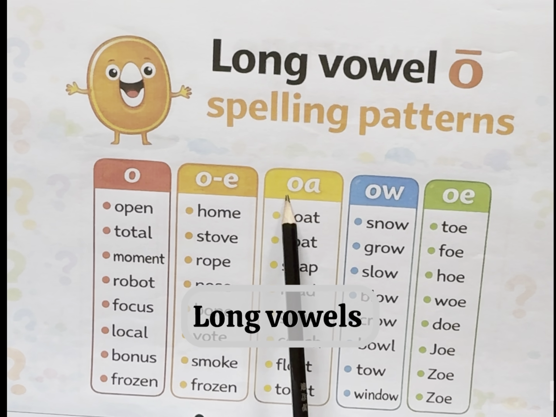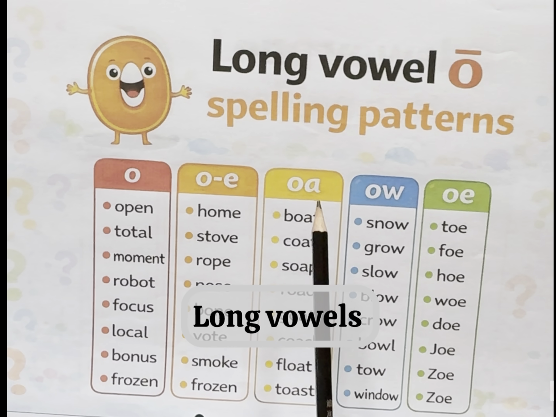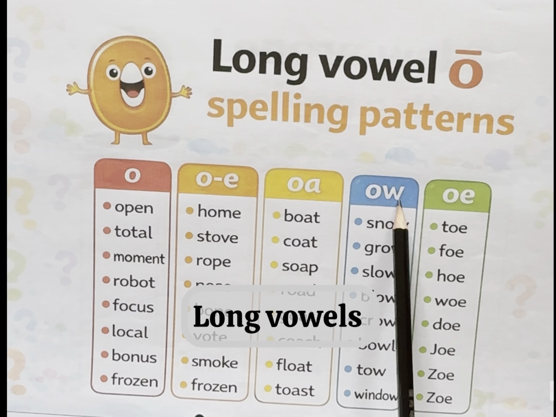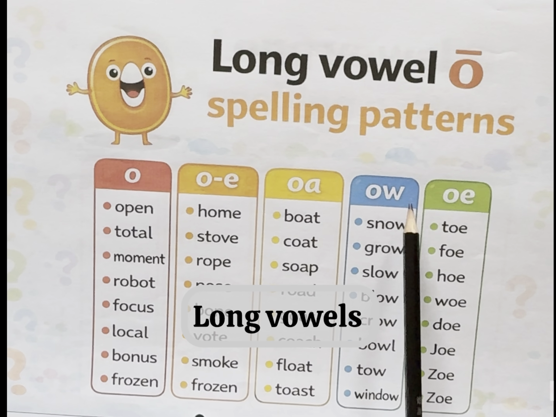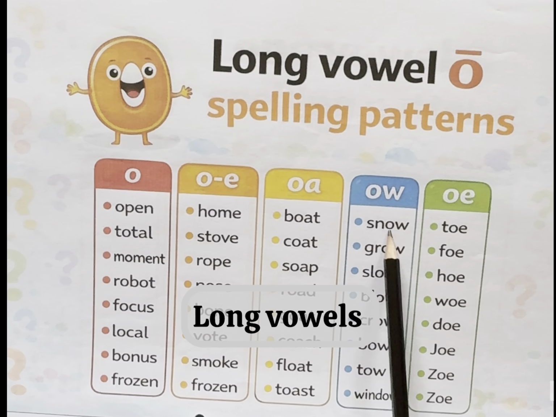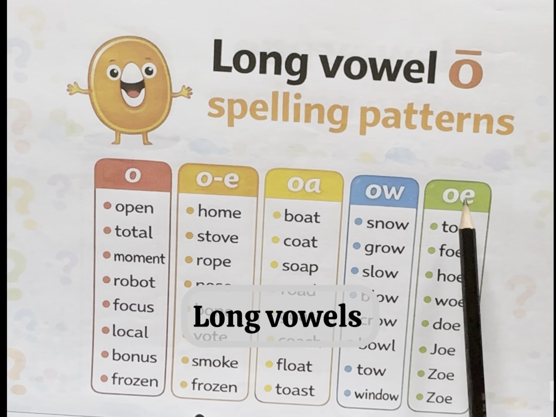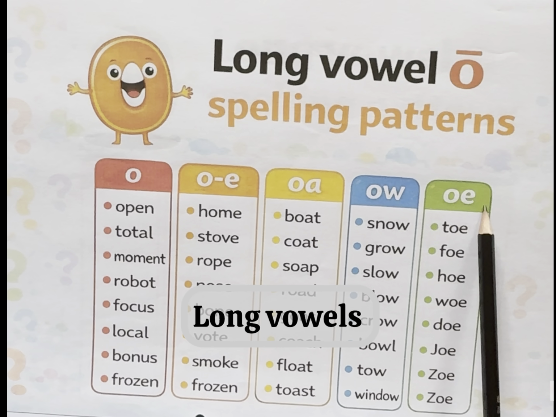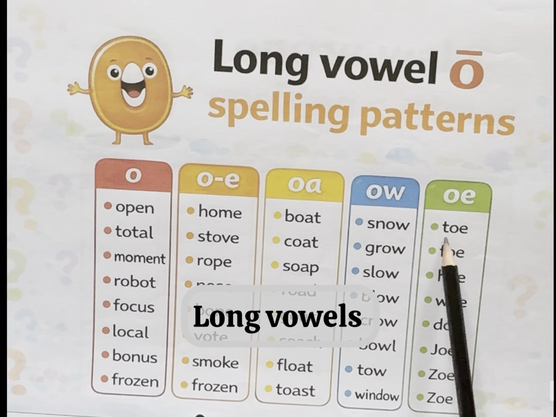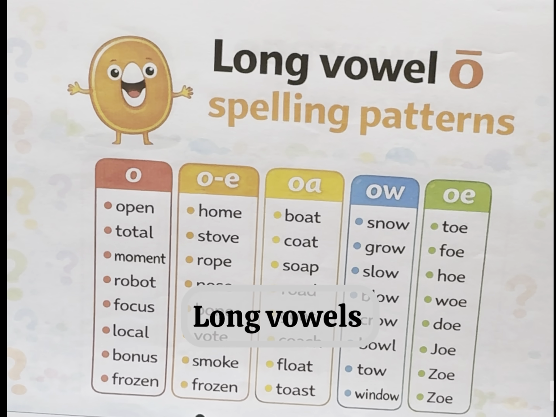O and A joined together make the sound O, as in B, O, A, T, boat. O and W also make the sound O, as in S, N, O, W, snow. O and E make the sound O, as in T, O, E, toe. So these are all long vowel O with different spelling patterns.